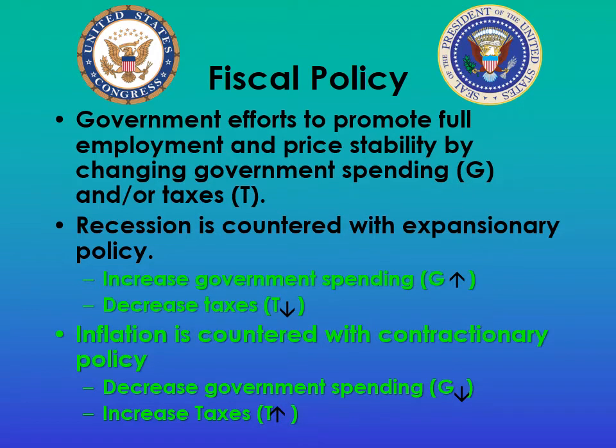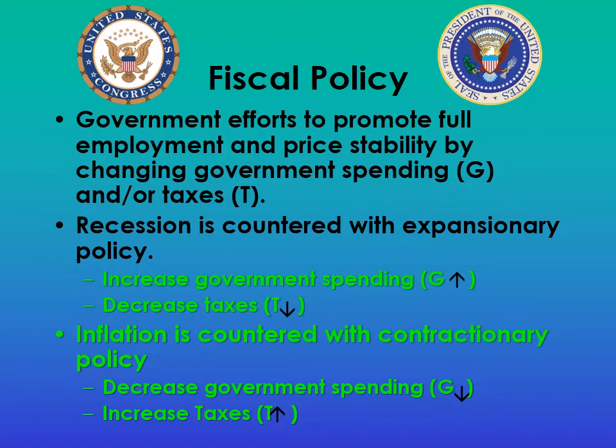So if we're in a recession, we would counter that with what's known as expansionary policy. During expansionary policy, we would increase government spending and decrease taxes. Now, inflation, which is the big problem when we're expanding, is countered by contractionary fiscal policy. This is where we would decrease government spending and increase taxes. Now, both of these actions are aimed at either increasing or decreasing the growth of our GDP.